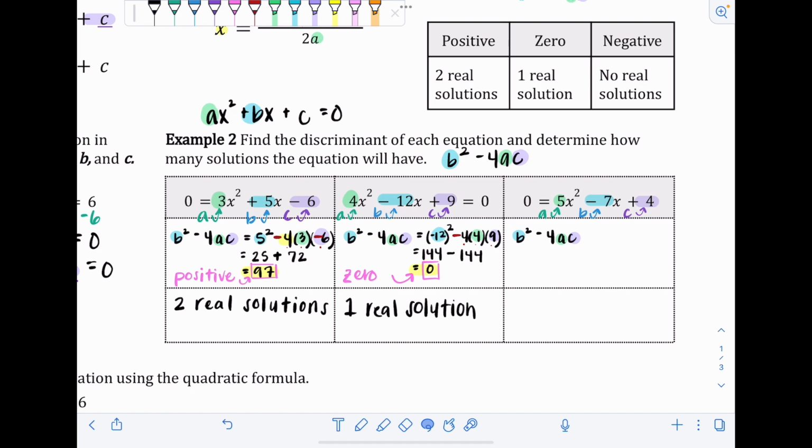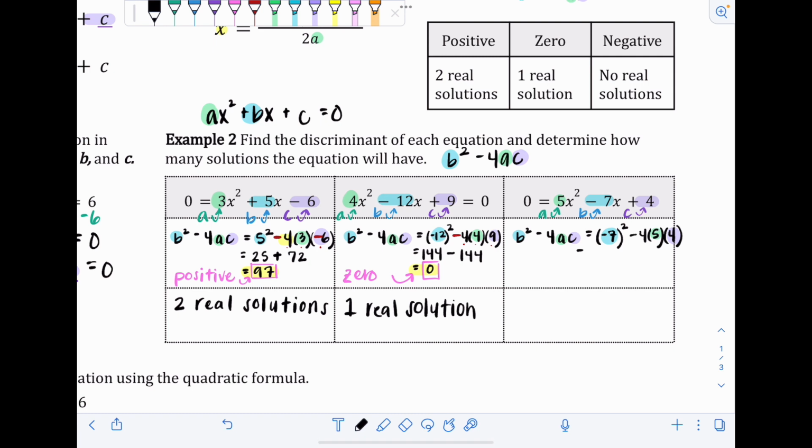So we have our b squared minus 4ac. And then b is negative 7. Either way, you can put it in parentheses, but especially if it's negative, we want to use parentheses to remind you to square the negative also. So negative 7 squared, and then minus 4 times a, which is 5 for this problem, and then times c, which is 4 for this one.